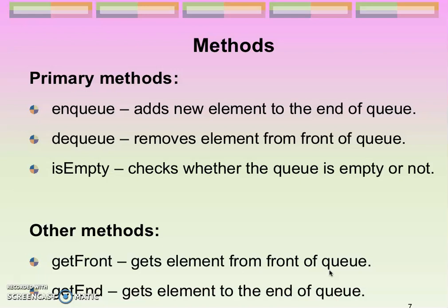Okay, the rest of the methods are, the first one is get front and get end. So get front, get element from front of the queue, dia akan return value element or data ataupun data pertama di dalam queue. So get end means that get element to the end of queue, so dia akan return value data yang last kali di dalam queue.